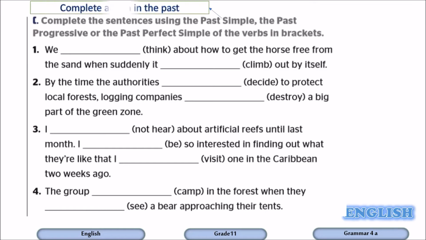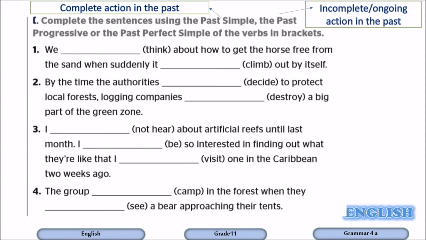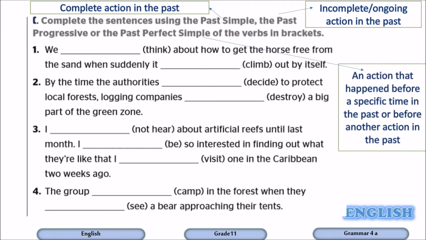So as we said, the past simple is used for a complete action in the past or finished action. The past progressive is used for an incomplete or ongoing action in the past at a specific time. Or the past perfect simple, and the past perfect here is used for an action that happened before a specific time in the past or before another action in the past.